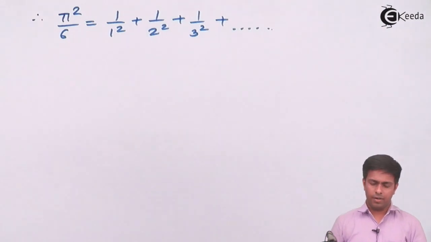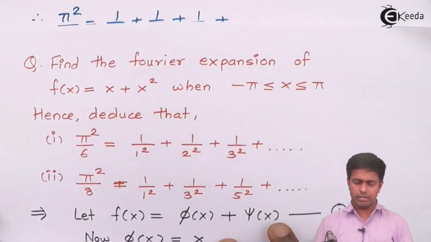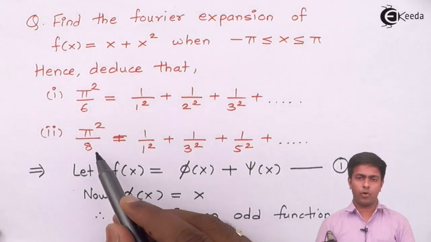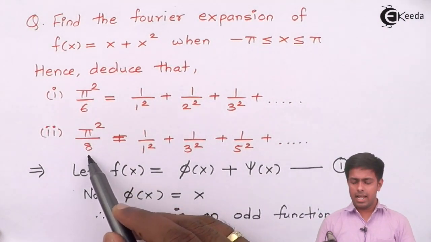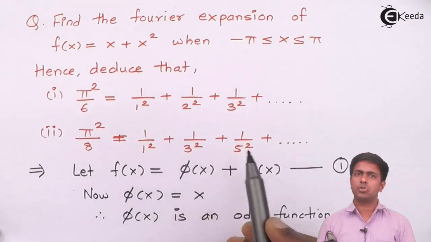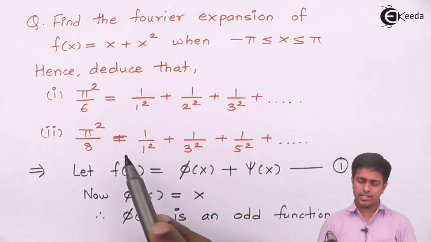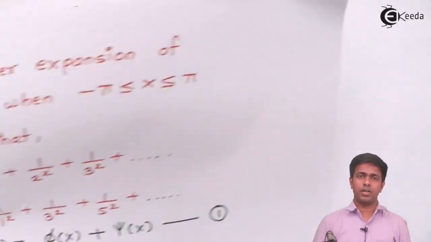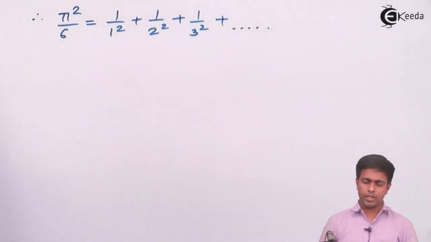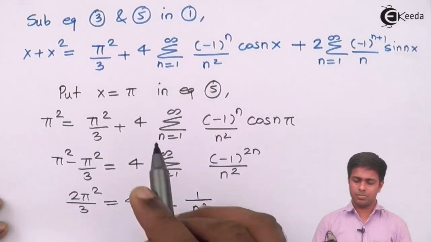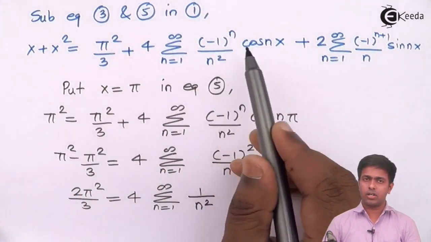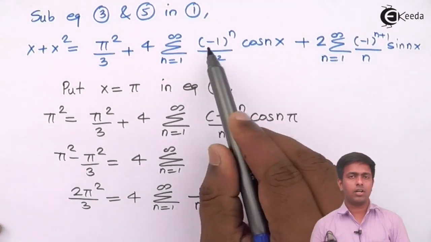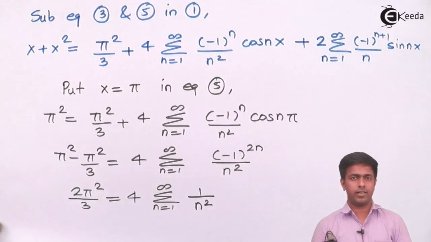Now we got the first result, so we'll try to find out the second result. In the second result we want pi square by 8 on LHS and the square of odd terms on RHS. So again, as I want the square of odd terms only, it is not possible to prove this from the final Fourier series, because if I want odd terms, then first of all I should make this term as 0, and then here I should eliminate the even terms.